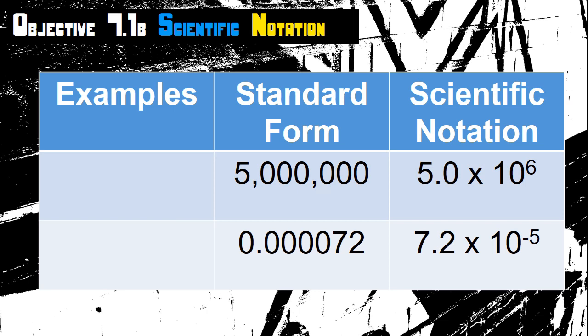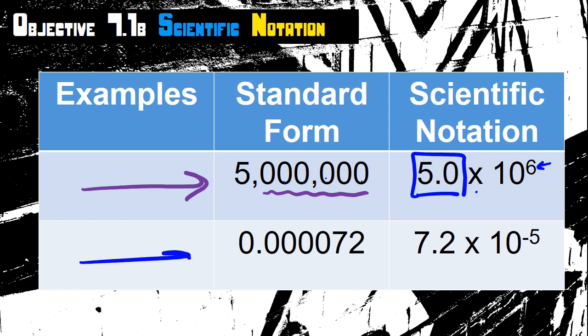Here are just some examples before we get started. In example number 1, we have this number of 5 million, with lots and lots of zeros. We can write that number using scientific notation as 5.0, a number between 1 and 10, times 10 to the 6th power. 10 to the 6th power is 1 million, and 1 million times 5 gives us 5 million. You can also know that 10 to the 6th power has 6 zeros: 1, 2, 3, 4, 5, 6 zeros in 5 million.